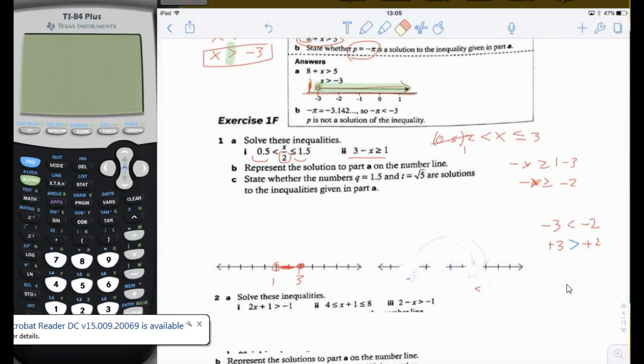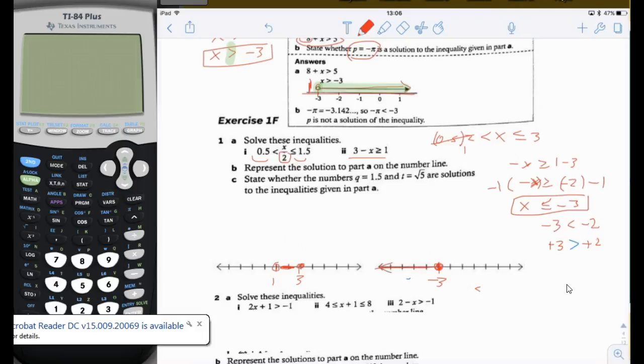So when we multiply both sides of this by negative 1 so that we can get x by itself, then we're going to have positive x is less than or equal to negative 3. We have to reverse the inequality. So now we're going to have a negative 3 here, and we're going to have a filled-in dot, because it's less than or equal to, and then we're going to go to the left. Okay, now let's do part C.